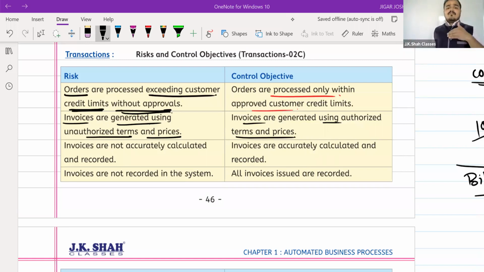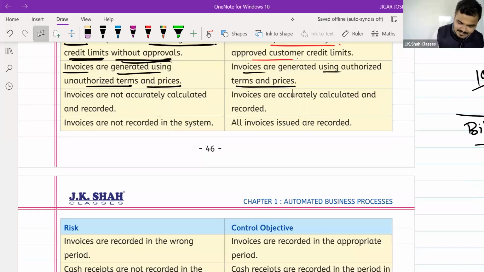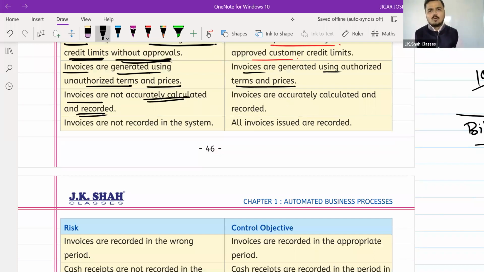Next one, people. When we are doing the order to cash process, there could be a possibility that invoices are not calculated accurately and recorded. Yes, sir. Many times, whenever we go to a small restaurant, when they prepare the bill manually for our food, sir, we need to do the calculation check once again, because generally they add 30-40 rupees in between. Wrong calculation could be possible. So all invoices, my dear chartered, are accurately calculated and recorded in the system, so there will be no mistakes. Agree? Yes, sir.